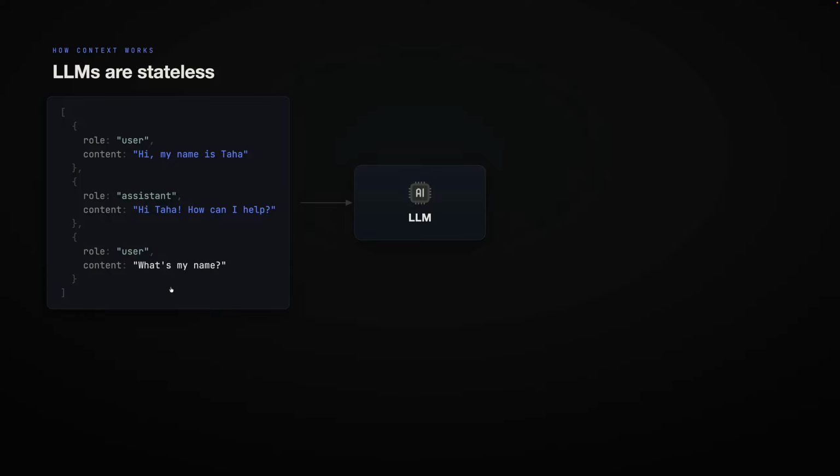So instead of me sending only the last message, which is, what's my name? I want to send the full history. In this case, it will be the first message, which is role user, hi, my name is Taha. Then the second one is the assistant one, which is the response that it gave us when we sent the first message. And you can see we are putting the whole thing here. And then the last object here is the message that we want to send so we get a response from.